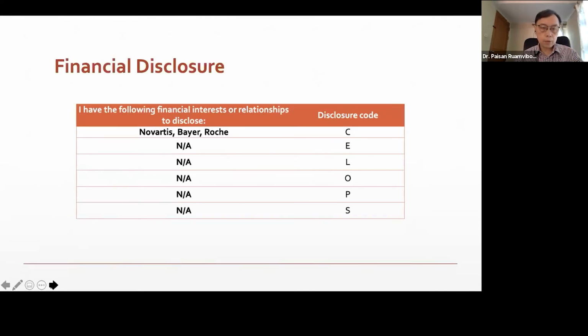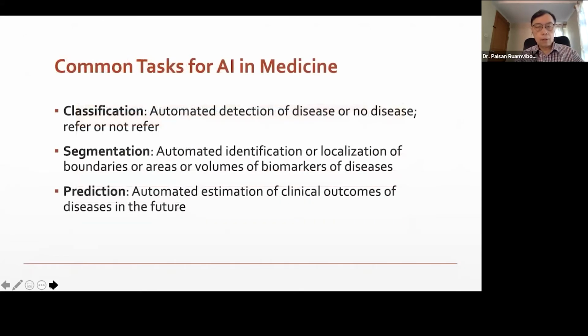Here's my financial disclosure. Here are some common tasks for AI in medicine. The first one is classification, which is automated detection of disease or no disease, or detecting refer or non-referral. The second one is segmentation. Segmentation is automated identification or localization of the boundary, areas, or volumes of biomarkers of disease. The third one is prediction, which is automated estimation of the clinical course of disease in the future.